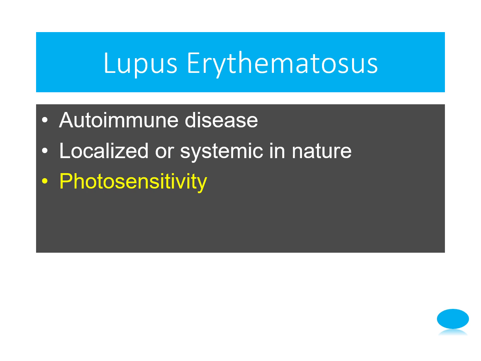Okay, so we move to a group of connective tissue disorders, autoimmune disorders, and we'll go over lupus, dermatomyositis, and scleroderma. So lupus erythematosus is an autoimmune disease, and it could be localized or systemic in nature. And one thing really to remember on lupus patients is that these patients are extremely photosensitive. So they're very sensitive to the sun.